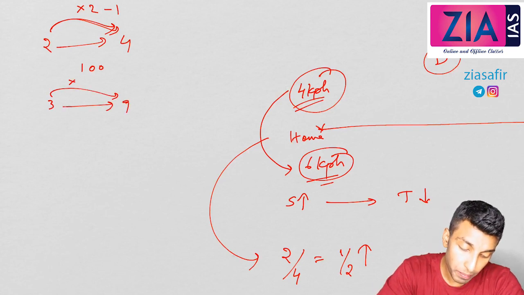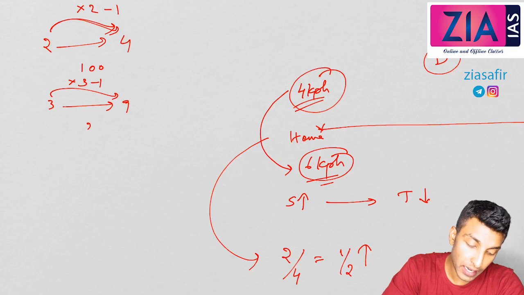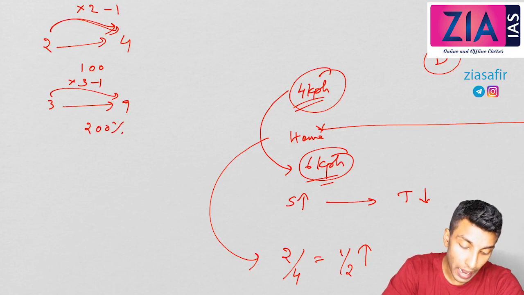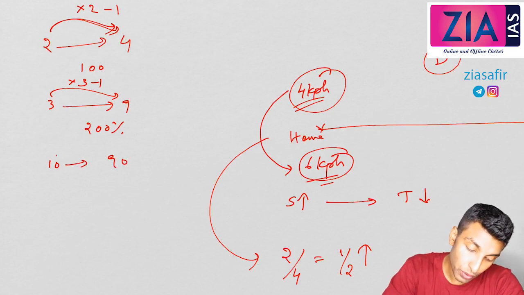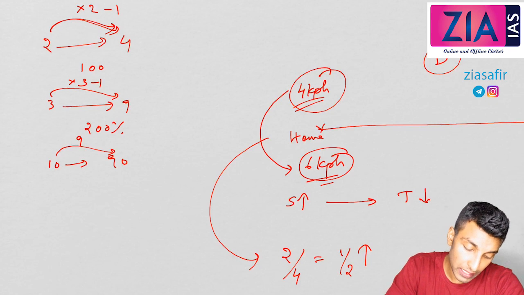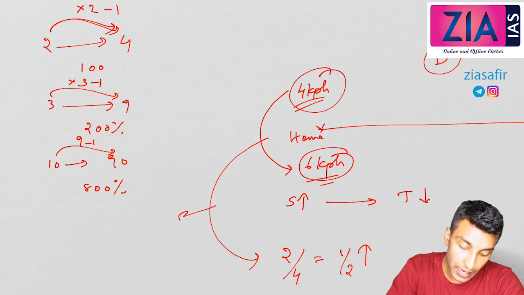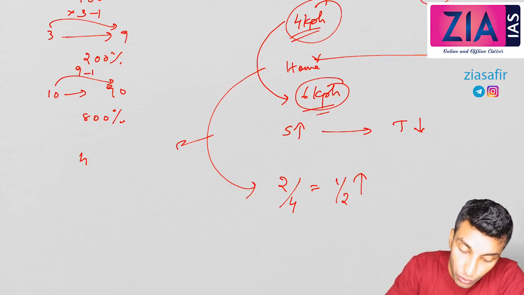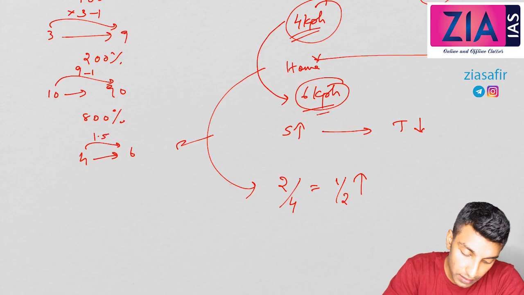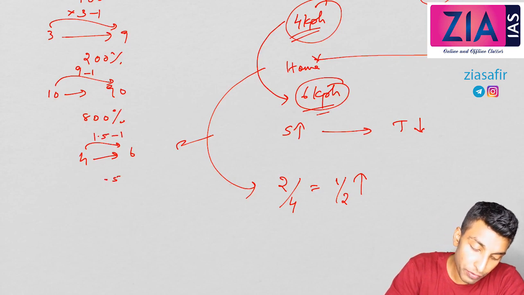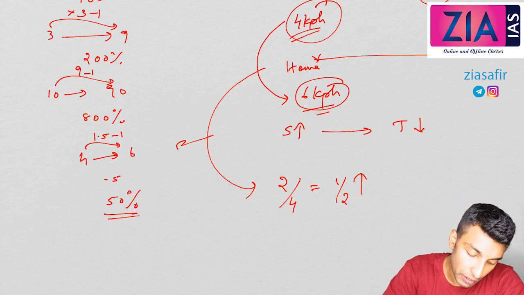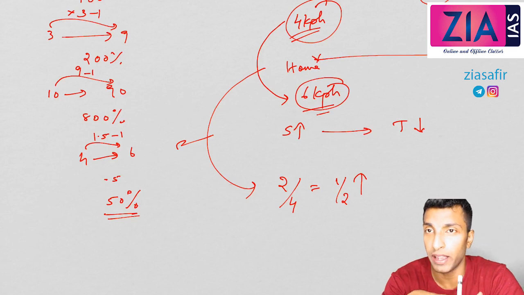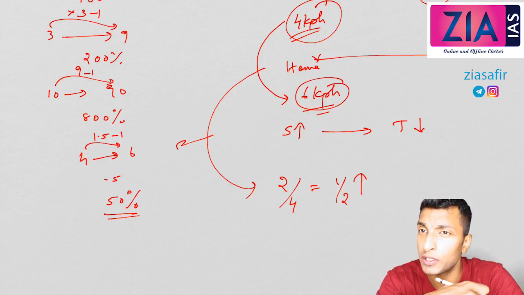Similarly, if you see 3 to 9, the factor of multiplication is 3. Minus 1, you'll get 2. Add 2 zeros, 200%. If it is 10 to 90, what is the factor of multiplication? 9 is the factor of multiplication. Minus 1, you will get 8. Add 2 zeros, 800%. What about this 4 to 6? 4 to 6 is 1.5. 1.5 minus 1 is 0.5. When you add 2 zeros, the first zero makes it 5, the second zero makes it 50%. That's why I have written 1 by 2. So this is how you can find the percentage change faster.